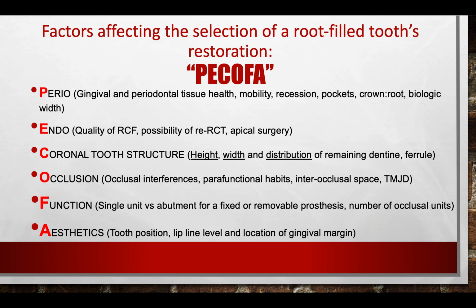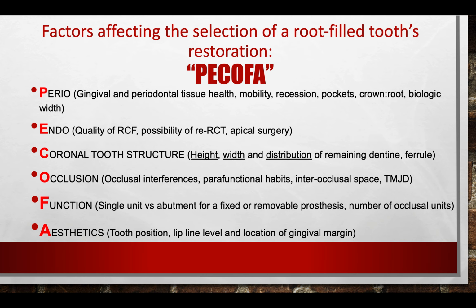Pockets can lead you to the diagnosis of vertical root fracture, for example. Is there a recession? What about the crown root ratio? Does the tooth have enough anchorage or enough root length to support it after root canal treatment? And is there an invasion? Will there be an invasion of the biologic width when we attempt to restore this tooth? Do we need another surgical procedure to increase the coronal tooth structure?